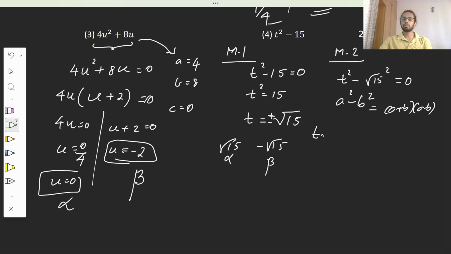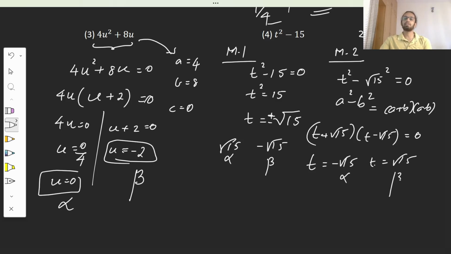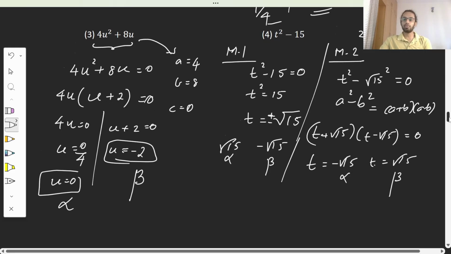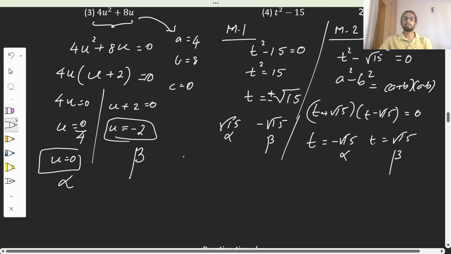So now this becomes t plus root 15. When we apply this formula, it becomes t minus root 15, a plus b into a minus b. Now when we equate these individually, we get minus root 15 or plus root 15. Again, these can be the values of alpha and beta. So between these two methods, you may choose one and you may solve. Both are acceptable.